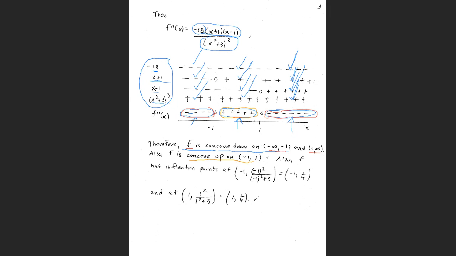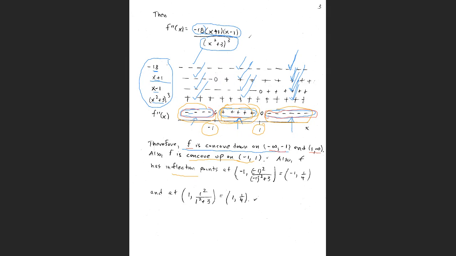Additionally, you have 2 inflection points. You have an inflection point at x equals -1 because the concavity switches from negative to positive there. And then you have an inflection point when x equals 1 because the concavity switches from positive to negative at that value of x. And so these are your 2 inflection points as I'm showing you here.